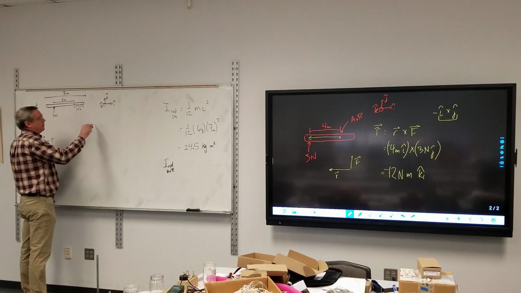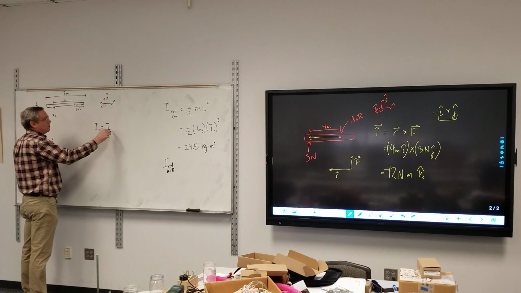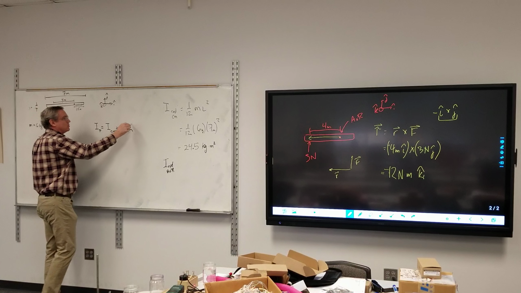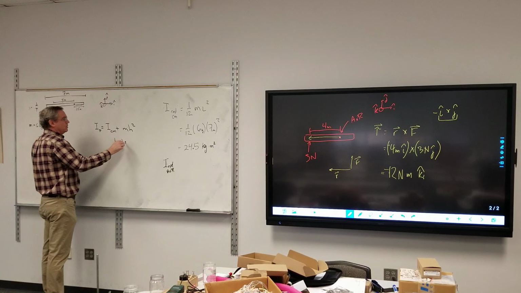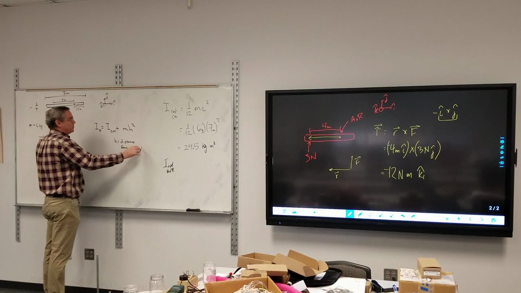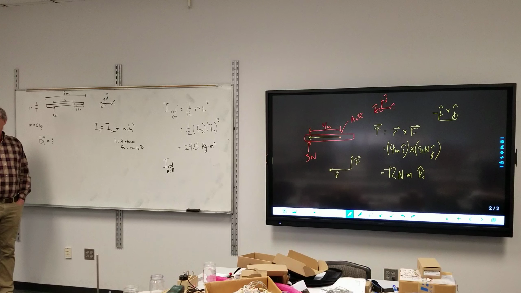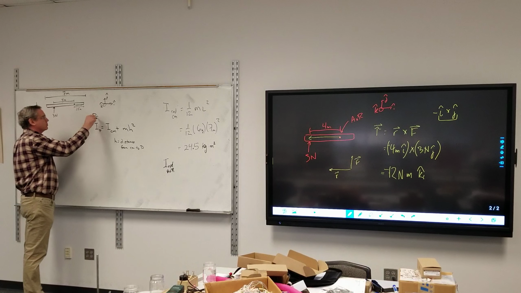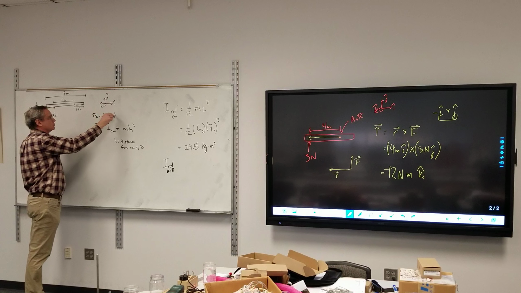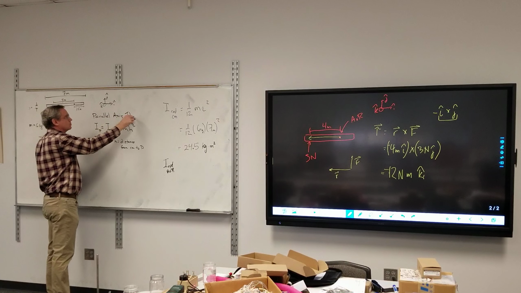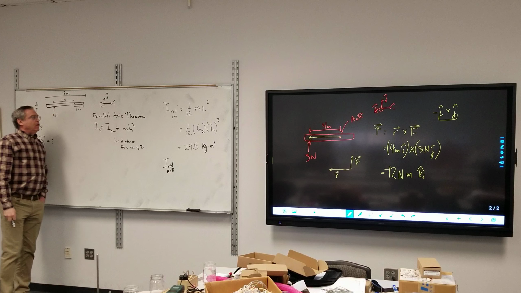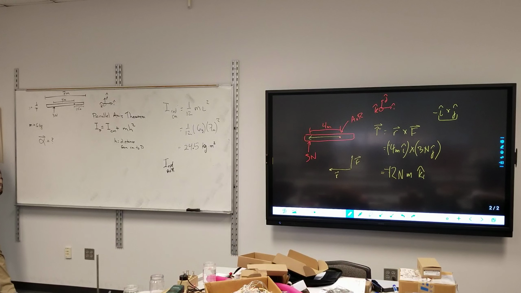All right. Parallel axis theorem: the moment of inertia about some point P is equal to the moment of inertia about the center of mass plus mh squared, where h is the distance from the center of mass to point P. I guess PAT for short.